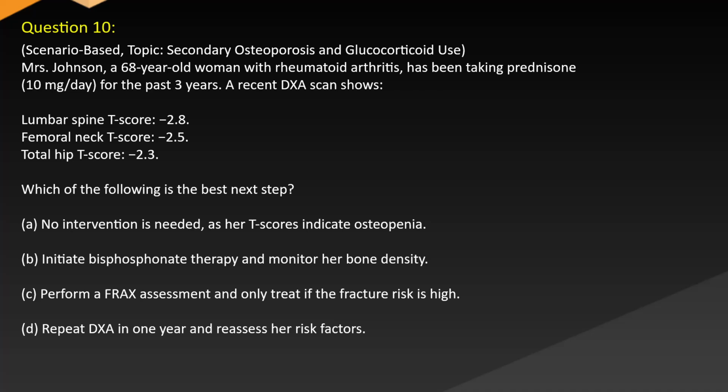A. No intervention is needed as her T-scores indicate osteopenia. B. Initiate bisphosphonate therapy and monitor her bone density. C. Perform FRAX assessment and only treat if the fracture risk is high. D. Repeat DXA in 1 year and reassess her risk factors.